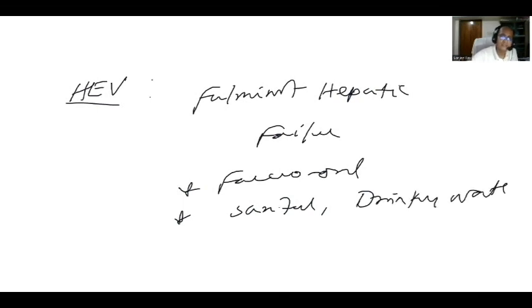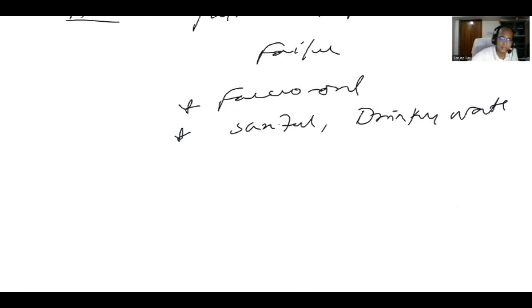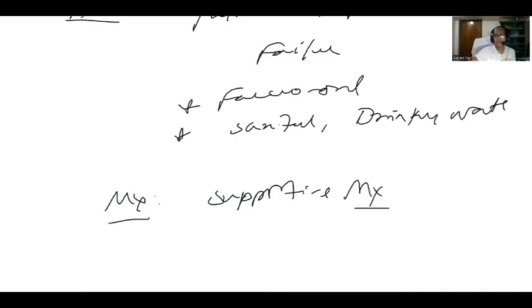So how will you manage this case? Management is non-specific, that is general management, supportive management. So this is all about liver disease in pregnancy.